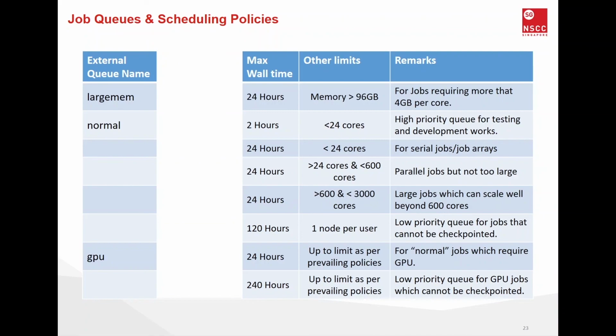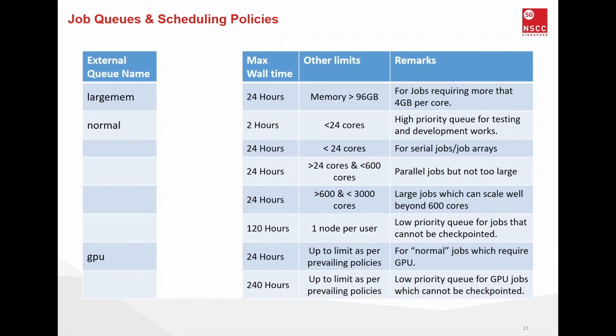As the name suggests, the large mem queue is for jobs which need more memory than the standard compute nodes, which means more than 96 GB of memory. The second queue we see here is the normal queue, which is the standard compute nodes, with configurations of up to 24 cores per server and 1 CPU up to 3000 CPUs or cores. The third queue we see here is the GPU queue, which is meant for K40 GPUs only.